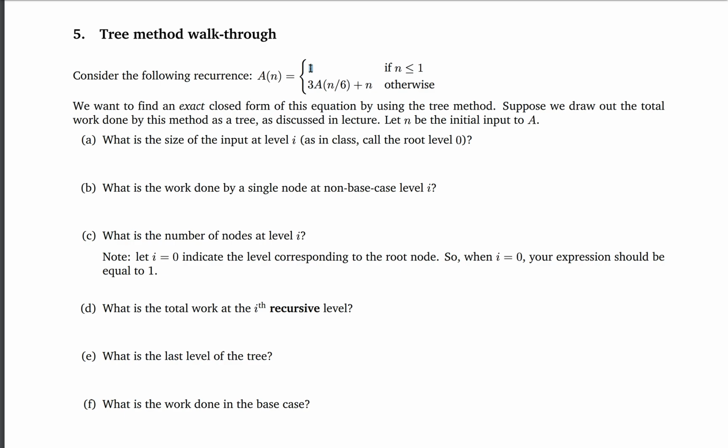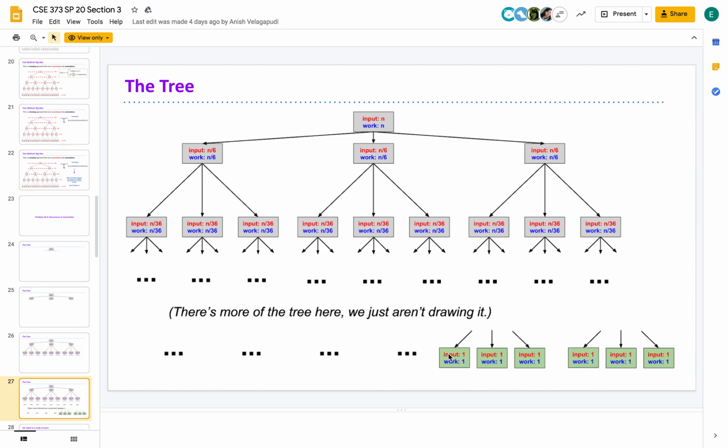That's the base case. I'm not recursing anymore. So once we reach something where the input is 1, the work will just be 1. And of course, I'm not going to spawn off any new nodes here. Eventually we're going to get some last level of the tree that looks like this, where we give an input of 1, and the work is going to be 1 for that.